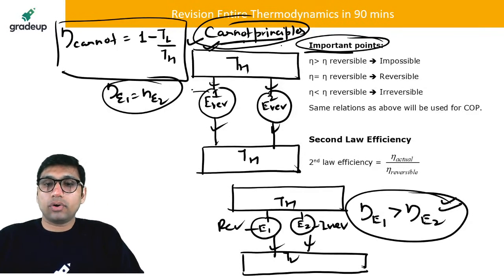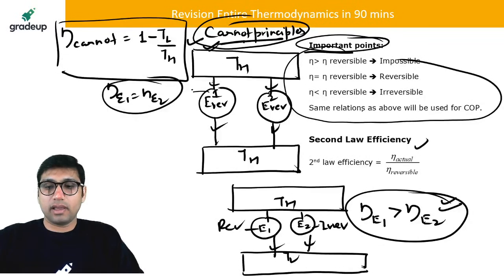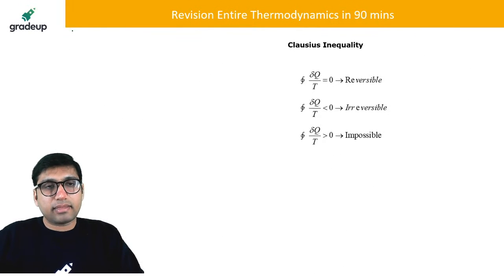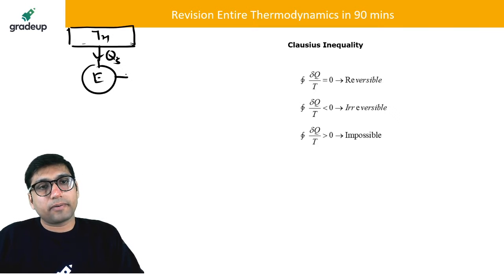Now, there are two things which I have to tell you. I will be explaining about these points and about second law efficiency. But before that, I want to tell you a very important thing. Let us say we are having a heat engine. It is operating between temperatures. Let us say it is taking some heat, it is doing some work, and it is rejecting some heat to a low temperature device.